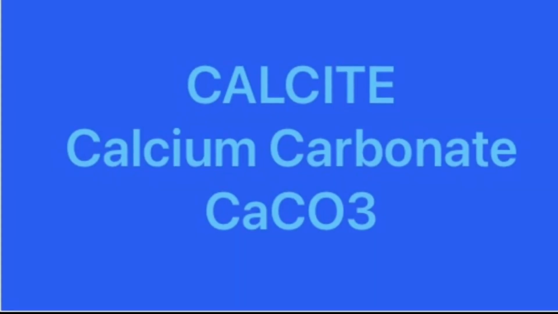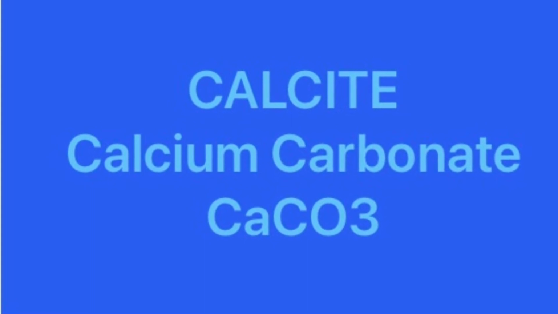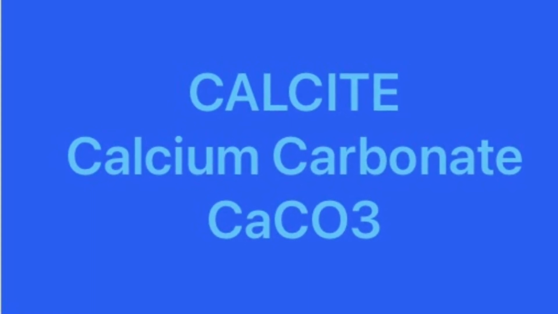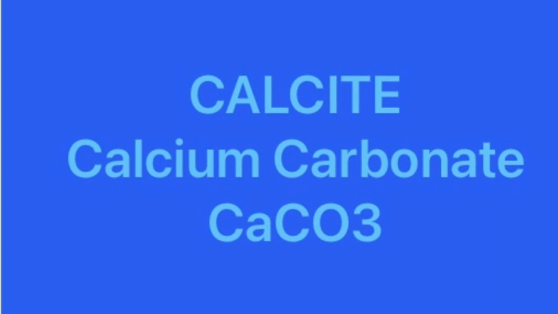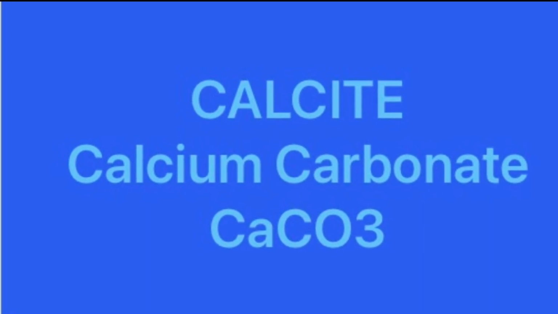So here we go, the many faces of calcite. Calcite is calcium carbonate, made of calcium, carbon, and oxygen. So let's find out where those elements come from that make this calcium carbonate stuff.